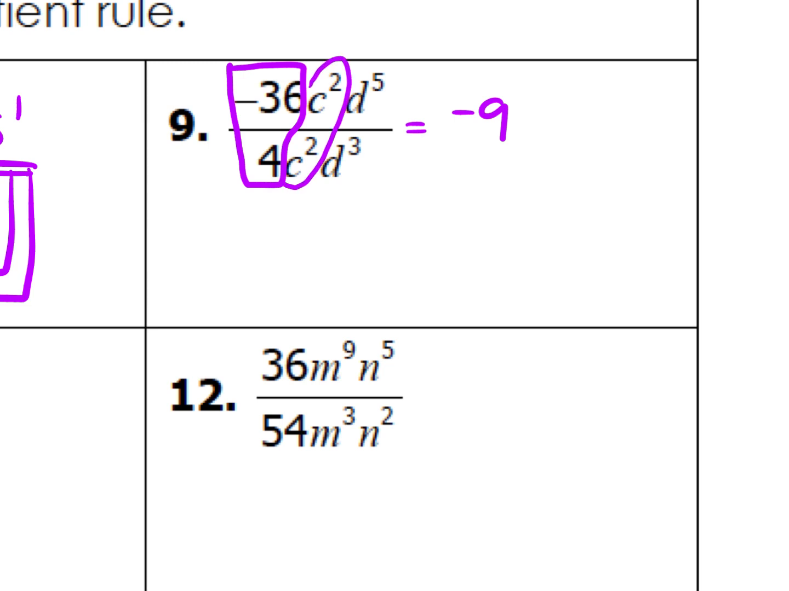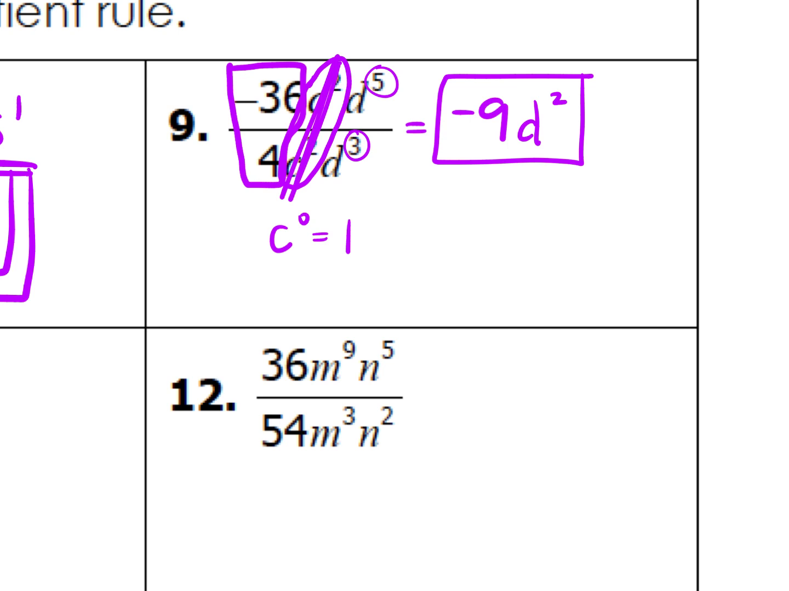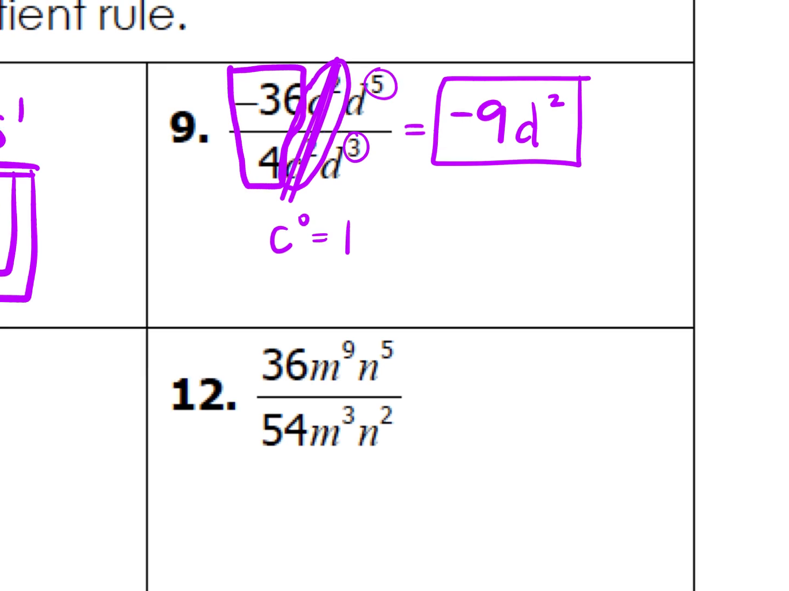What is c squared over c squared? 1. It's c to the 0 power, which is 1. Remember, anything over itself is 1. So c squared over c squared is 1, okay? So that's going to go away. You don't have to put the 1 in. And then d to what power? To the second. You subtract 5 minus 3, and you get 2. So your best answer is negative 9d squared, okay?